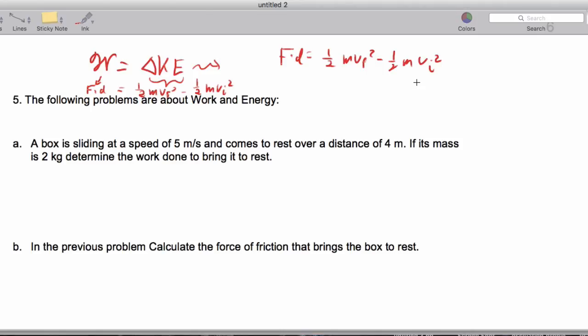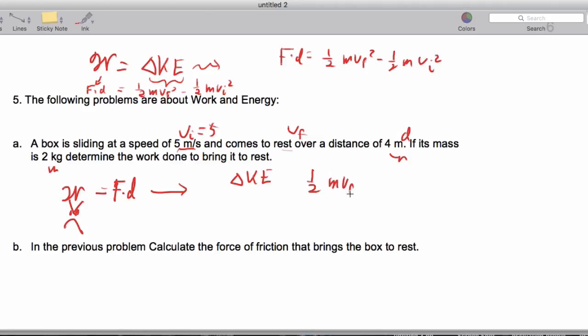Okay, so A says the box is sliding at a speed of this much and comes to rest, and this is the distance. We have the mass. We want to know the work done, not the force, but the work. So when we try this, we are sorely disappointed. Instead, we're going to use the change in kinetic energy, which is 1/2 mv final squared minus 1/2 mv initial squared.